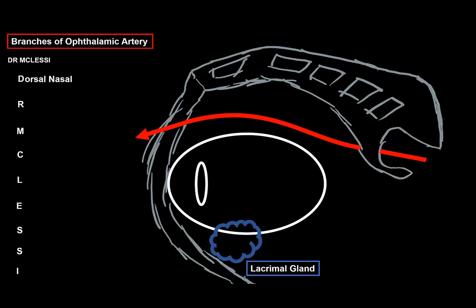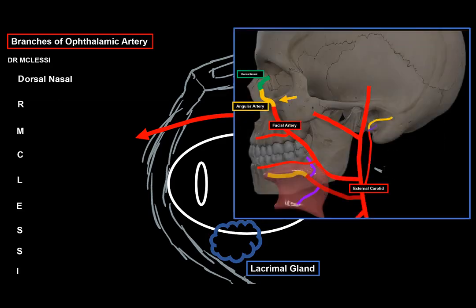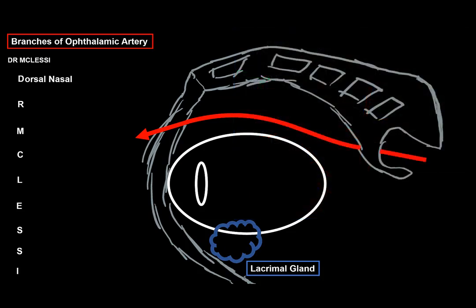And do you remember which artery the angular artery comes from? It's the facial artery from the external carotid. Good job if you got this one right. So that's this one. Next is the R for central retinal artery. It pierces the eyeball together with the optic nerve, and then it branches off, supplying the retina.